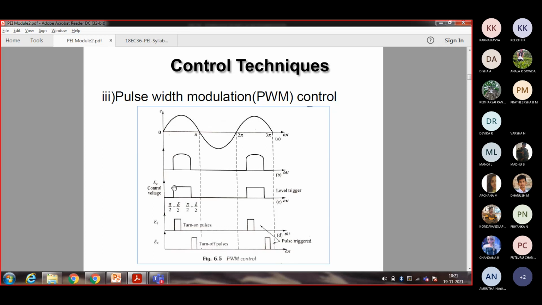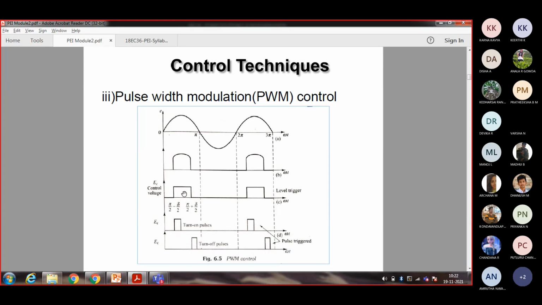So this is the input signal, and this is the control signal. Based on the two pulses, that is the turn on pulse and turn off pulse, I'm able to control that. In the second half, I don't give any turn on pulse and turn off pulse, so my output will be 0. Similarly, when you go for repetition, the same thing comes into picture. There are pulses which are used for triggering, turn on pulses and turn off pulses. Based on this, I can control my signal. So that is pulse width modulation control.